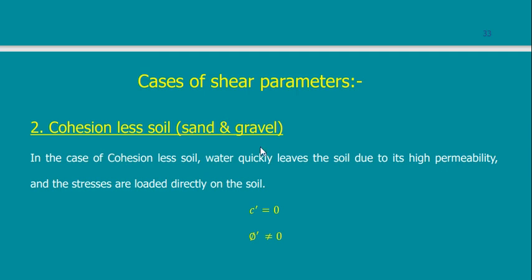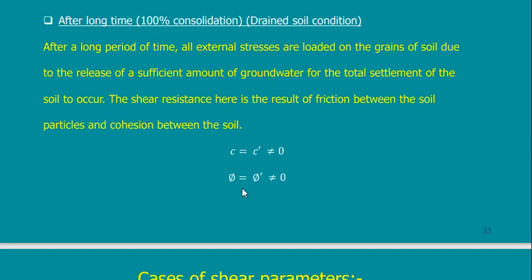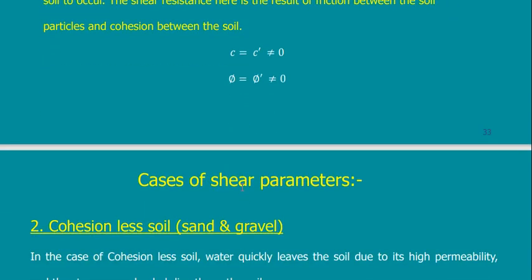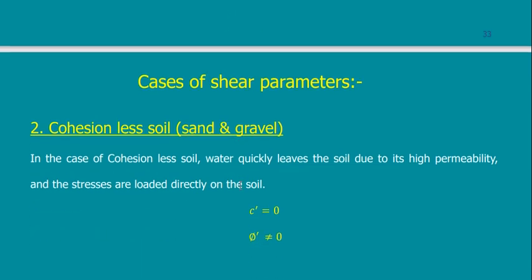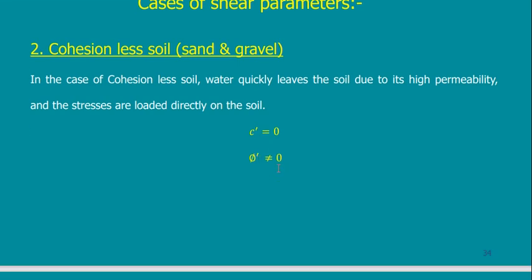So it will be more or less similar to this case, 200% consolidation, but it happened in seconds after exerting the load. So in case of cohesionless soil, water quickly leaves the soil due to its high permeability, and the stresses are loaded directly on the soil. So in this case, I have C dash and phi dash, and they are not equal to 0.